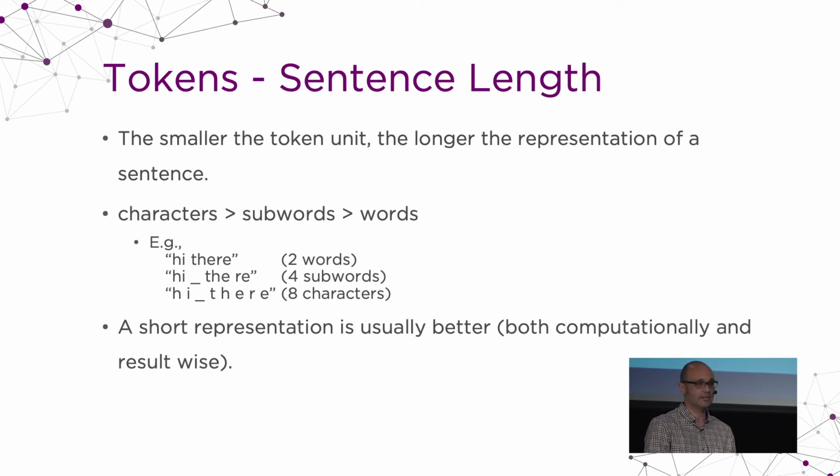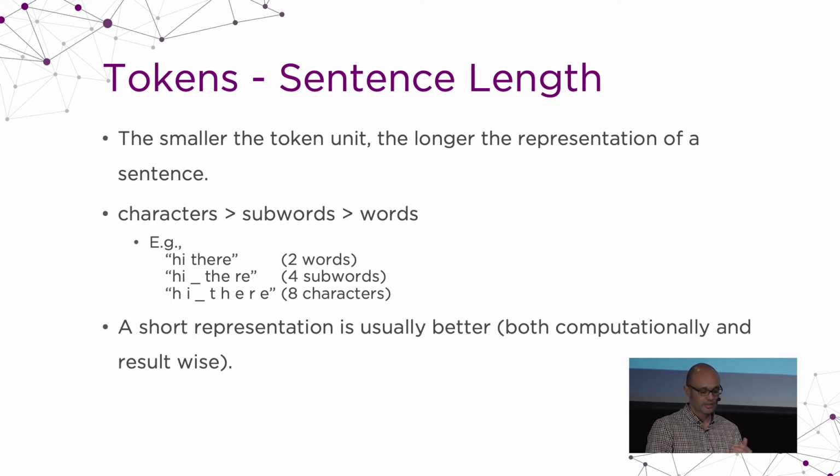The second point of view is the sentence length. We have seen in the previous two presentations that if we have a very long sequence, it may be a problem. So it is important to find a representation that keeps our sequence not too long. Here you see one example of what happens if we choose words, subwords, and characters.